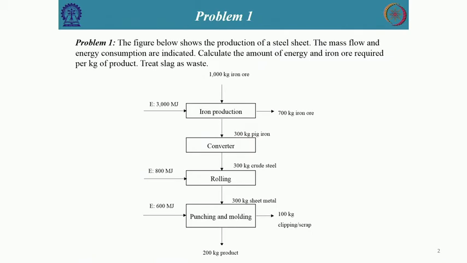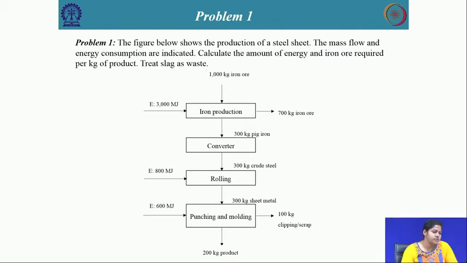The problem says that the figure below shows the production of a steel sheet. The mass flow and energy consumption are indicated. Calculate the amount of energy and iron ore required per kg of product. Treat slag as waste. The question simply says that 1000 kg of iron ore, the raw material, is required to produce 200 kg of final product, that is, steel sheet, and this E represents the energy flows.